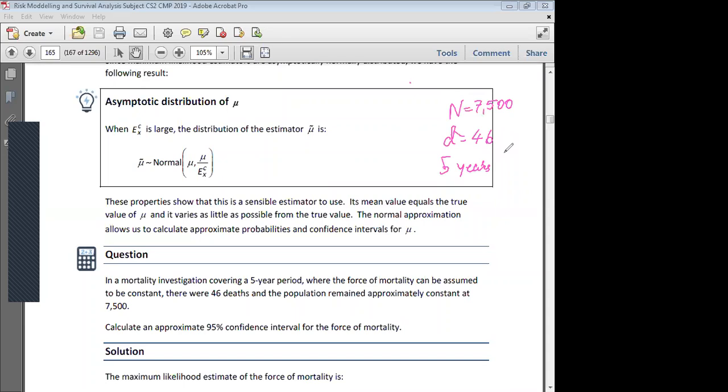Anything else? So what can I do next? What do I have to figure out? I have to figure out a confidence interval for the force of mortality. So again, force of mortality is just another term for mu guy here. Okay, so yeah, that's just mu. So you want to figure out the confidence interval for mu. But we don't know mu, right? So what can we do now?